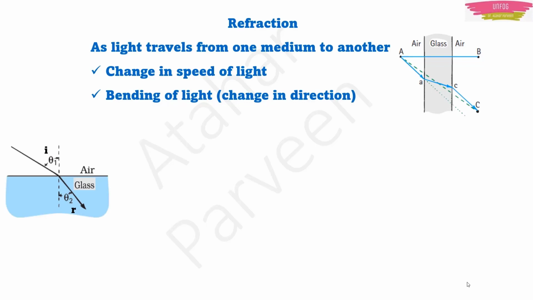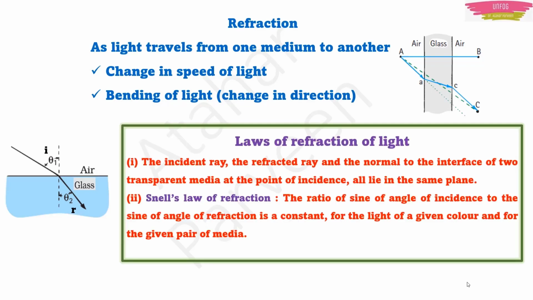Here you can see that if I draw a normal, then as light touches the surface of the glass, it is bending towards the normal. Okay. Now, like reflection, refraction also follows certain laws. The first law is that the incident ray, the refracted ray and the normal to the interface of two transparent media all lie in the same plane.